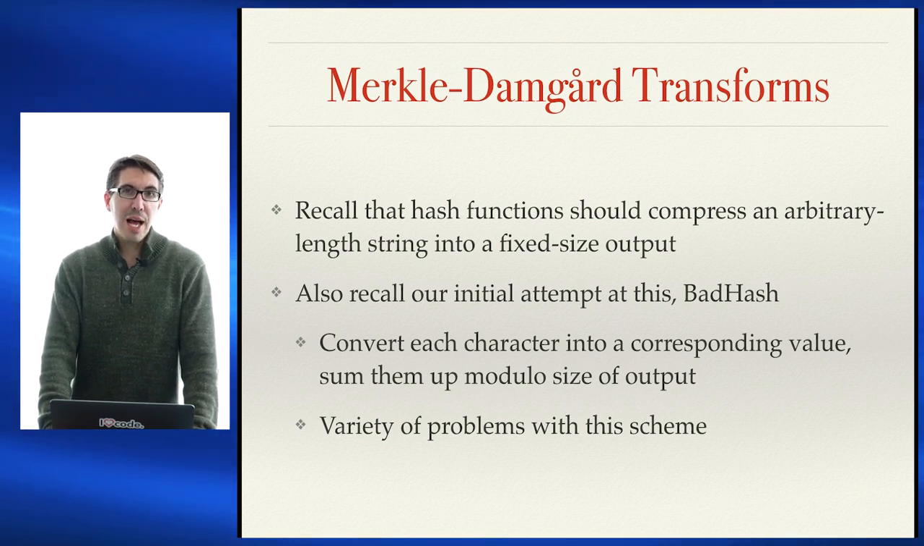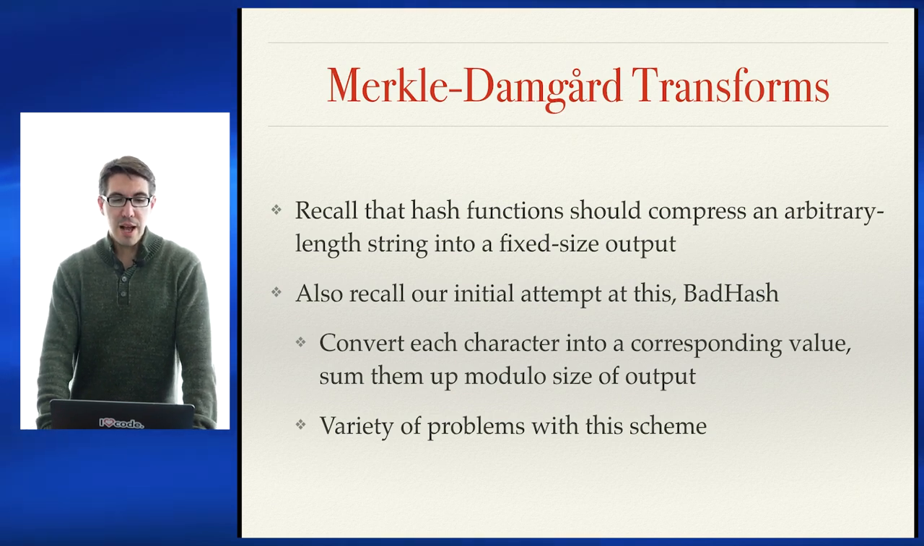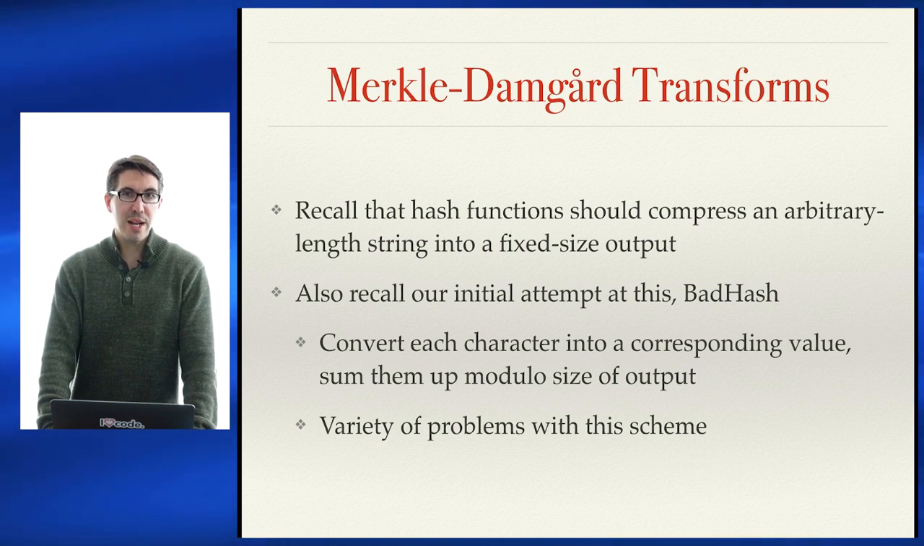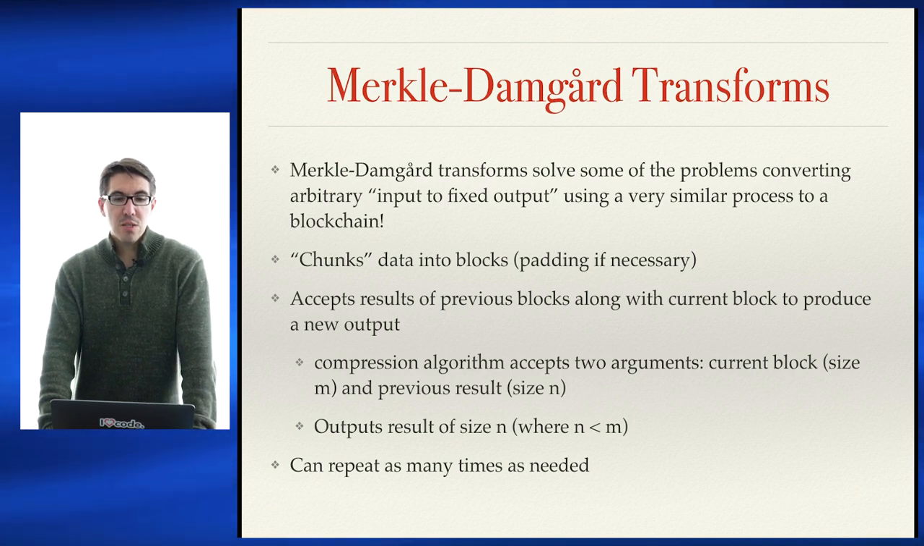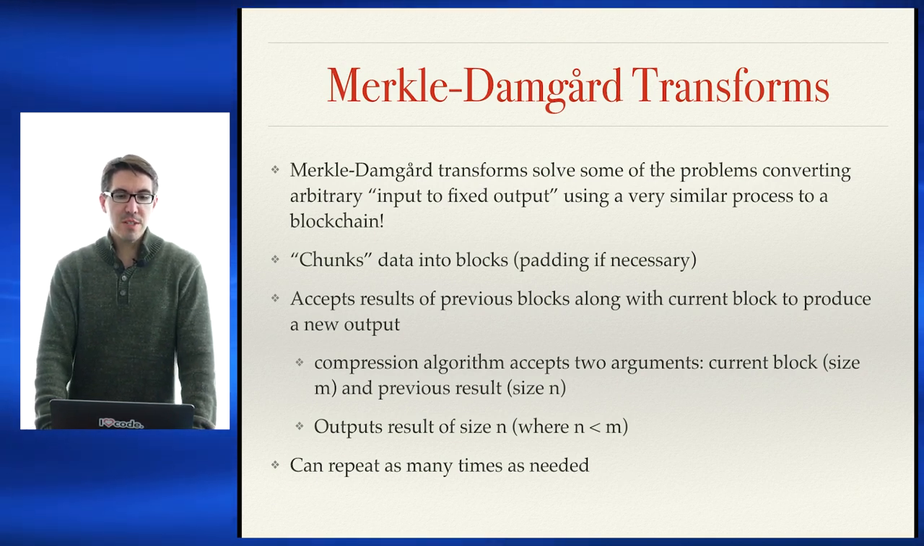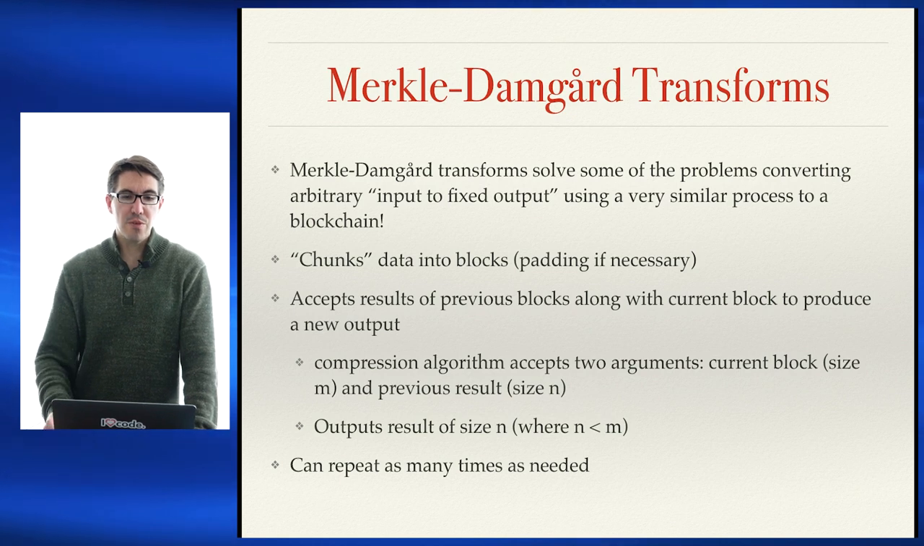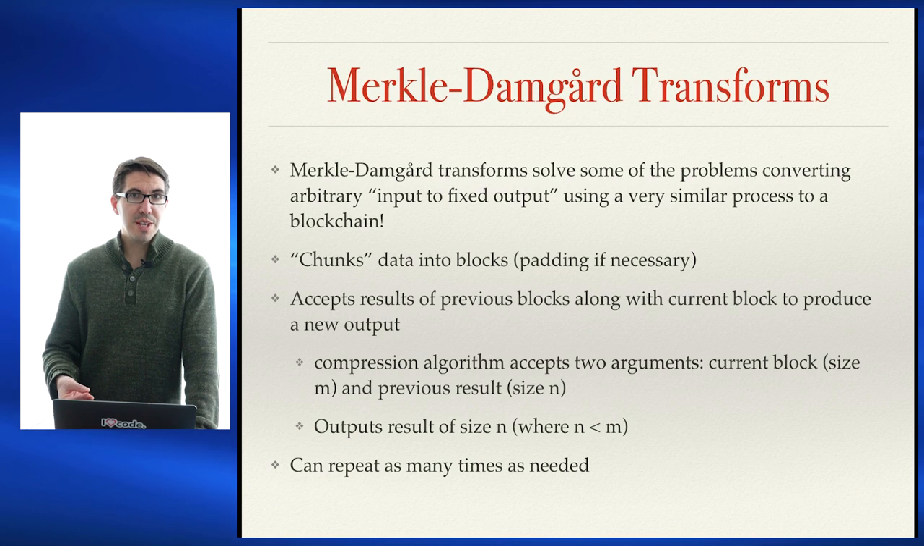However, there is a different kind of scheme called Merkle-Damgard transforms, and you probably recognize the name Merkle from Merkle trees, which provide a better way of generating hashes and doing it in a scalable way. So Merkle-Damgard transforms solve some of the problems of converting an arbitrary sized input to a fixed output using what I think is very interesting here, a very similar process to generating a blockchain.